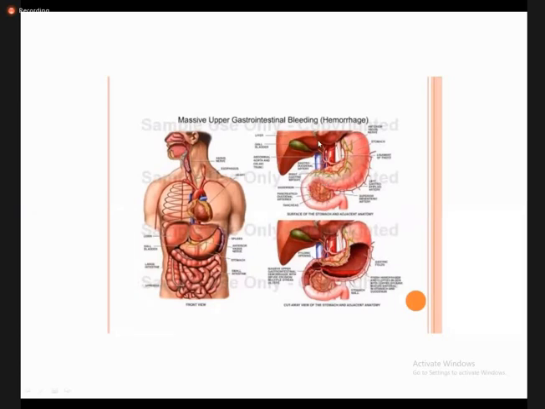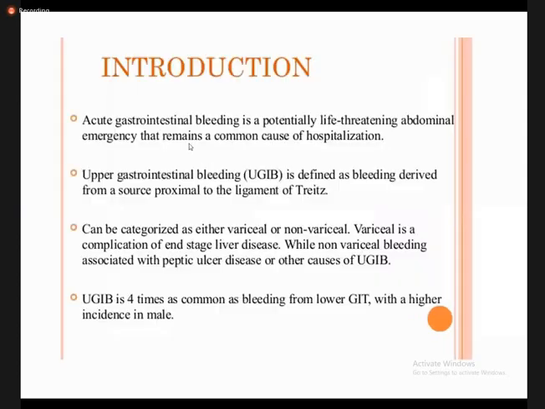So any bleeding which starts from the upper GI, including the oral cavity, oropharynx, esophagus, stomach, and up to the second part of the duodenum, we can label as upper GI. So today my focus will be on the upper GI. Rest of the topic, lower GI bleed and the mid GI bleed will be covered later.